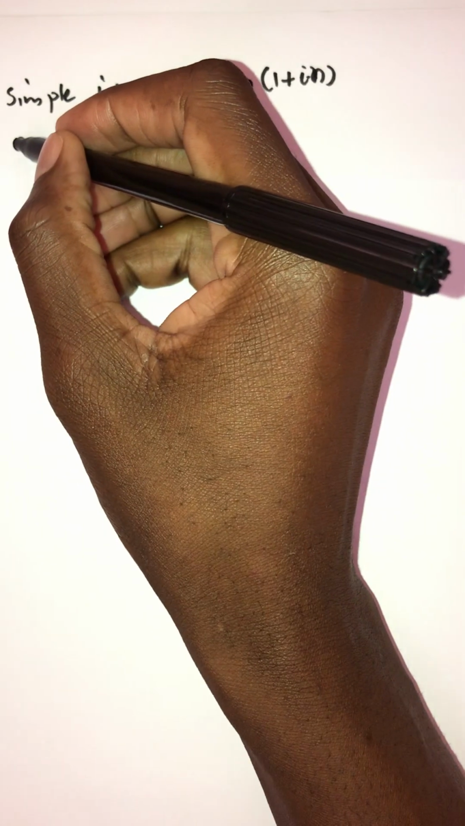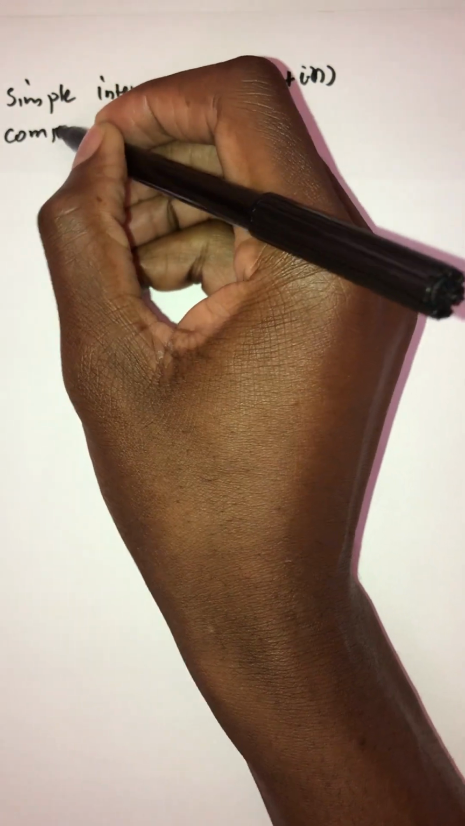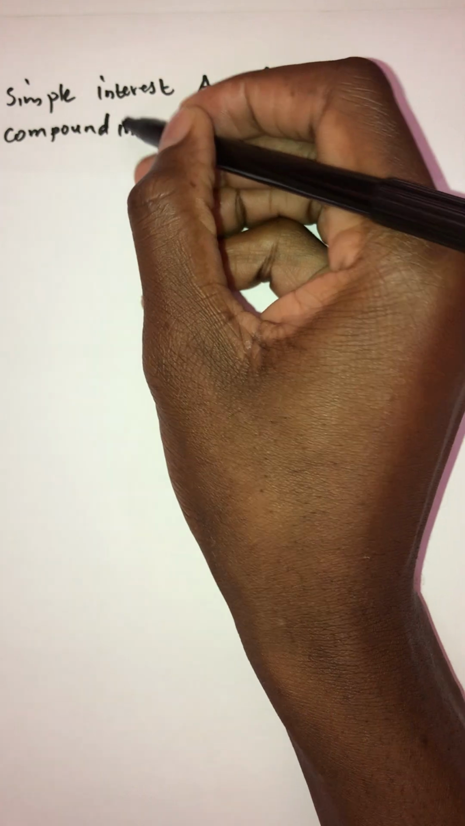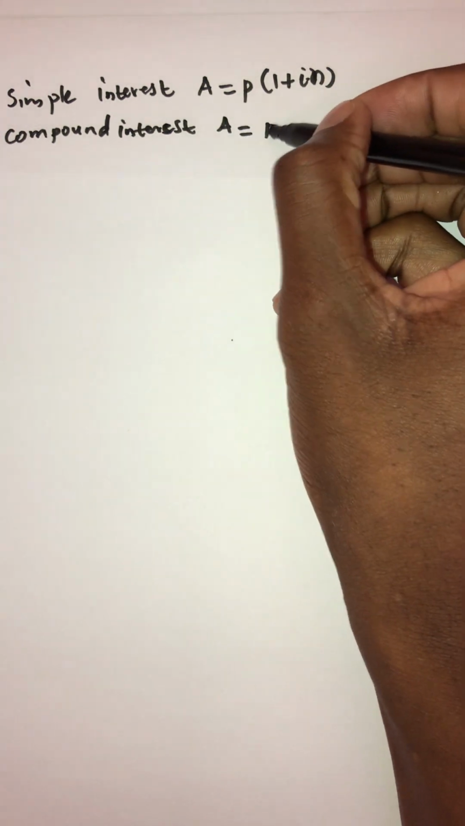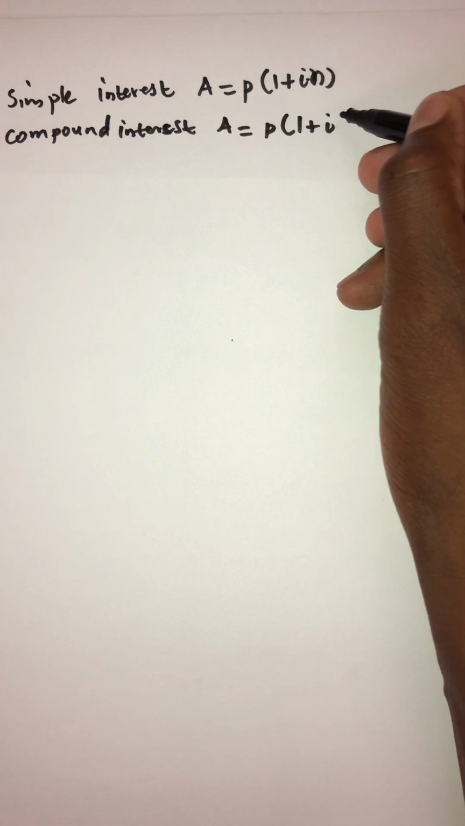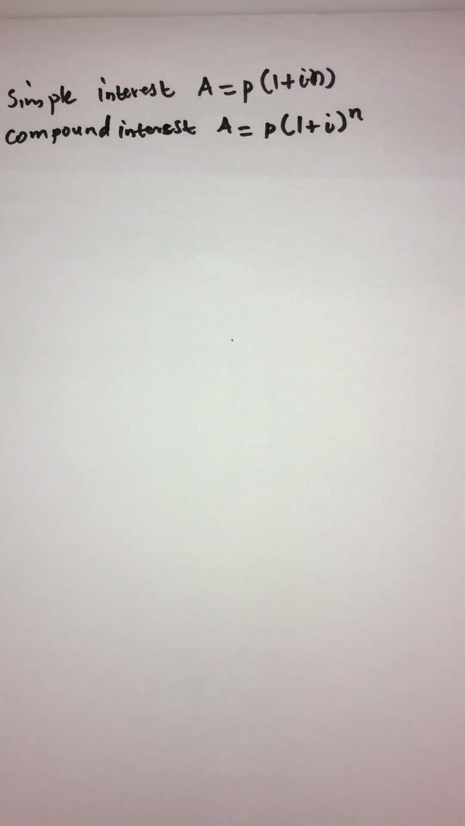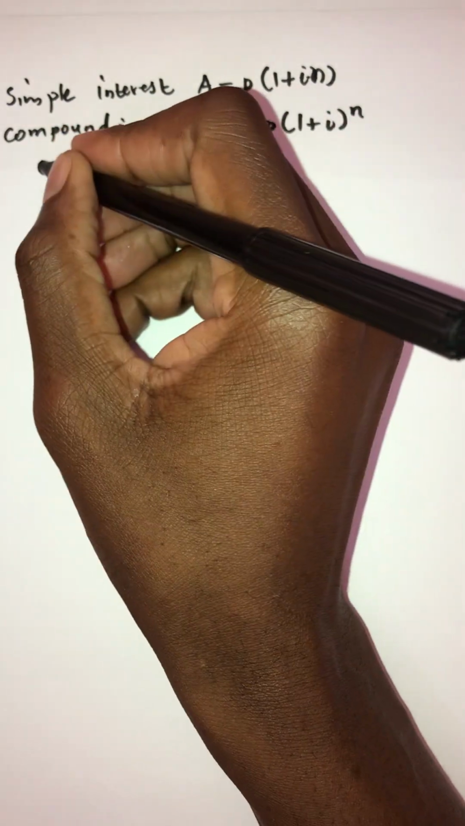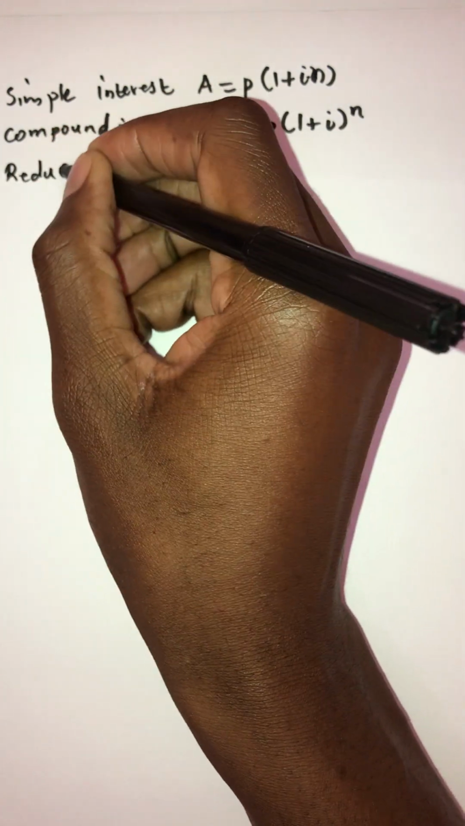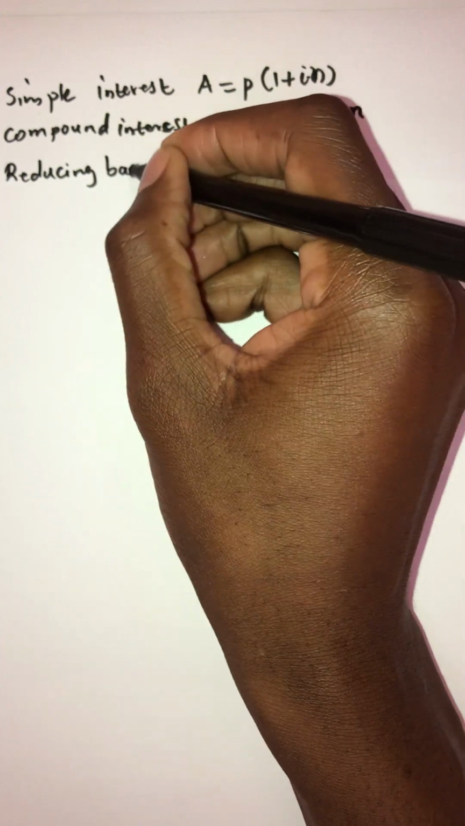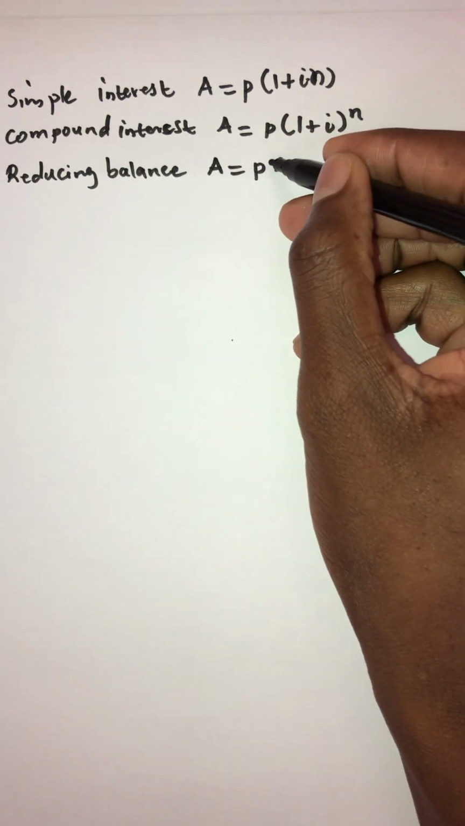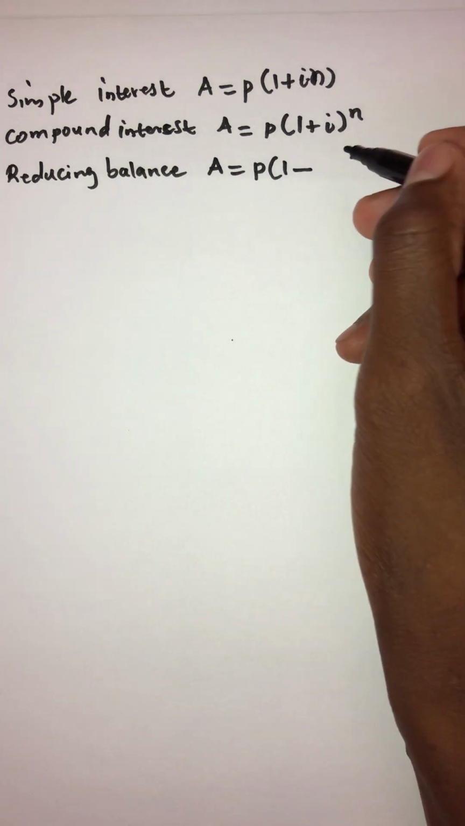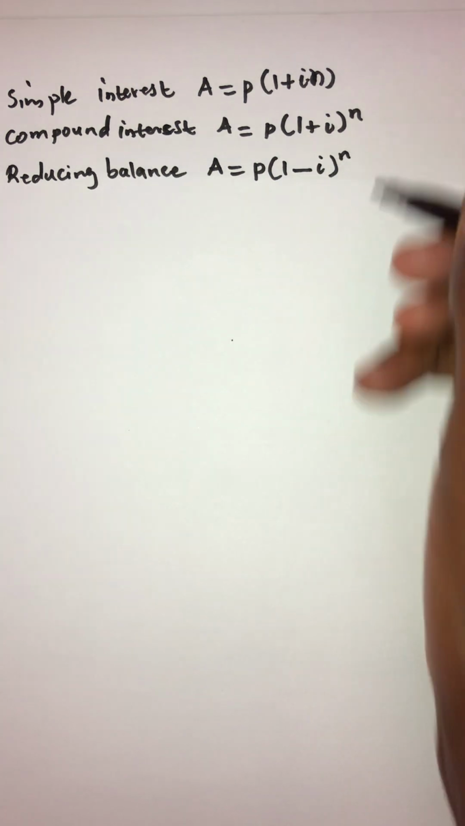So we also have this one, we call it a compound interest. It is A is equal to P(1 + i)^n. And then we also have this one, we call it a reducing balance. This one is a reducing balance method. So it's A is equal to P(1 − i)^n. Be careful, it's minus i and then to the power n.